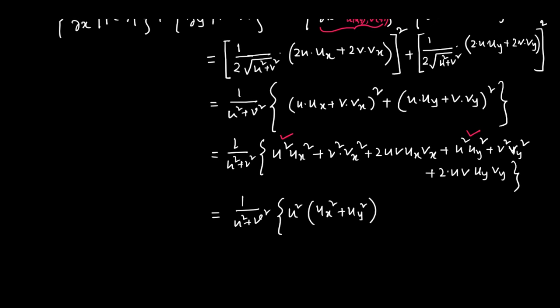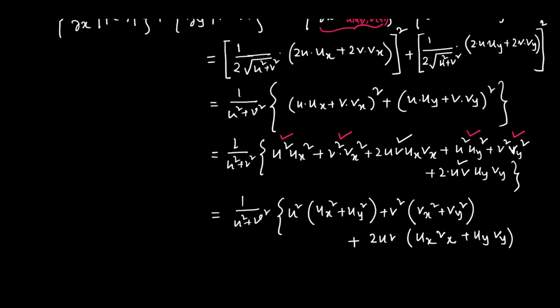Plus, similarly, if we look at these two terms, you can see I can take v square common. So I get plus v square into vx square plus vy square. Plus, if I consider these two terms, I can simply take 2uv common. So if I take 2uv common, I get uxvx plus uyvy. So this is the expansion and simplification.